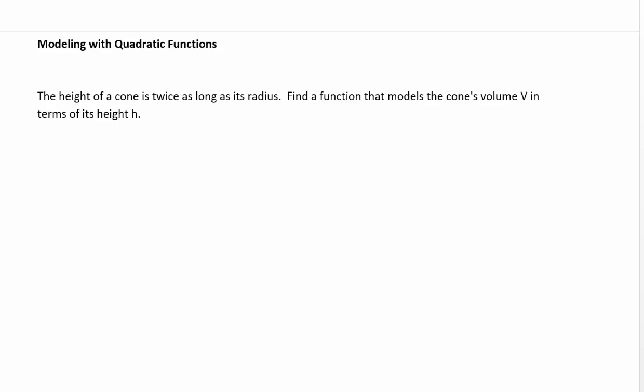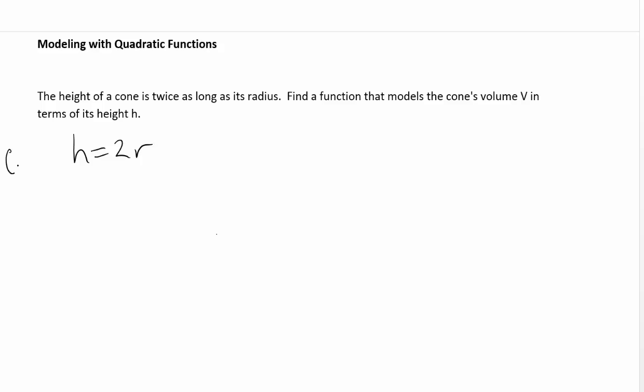We have that the height of a cone is twice as long as its radius. We want to find a function that models the cone's volume v in terms of its height h. So the first thing we want to recognize is that the first sentence says the height of a cone is twice as long as its radius. That's a relationship between our height and our radius, and we can write that down as a formula right away. It says that the height equals twice the radius. So we can say that our height h equals 2r.